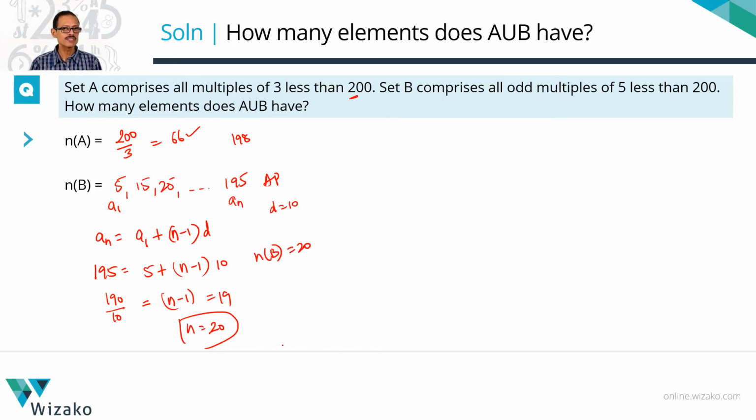Don't worry, I'll be recapping this in a printed version in the next slide. So we'll again redo this entire process there. So we found out n of A, which is equal to 66. We found out n of B, which is equal to 20.